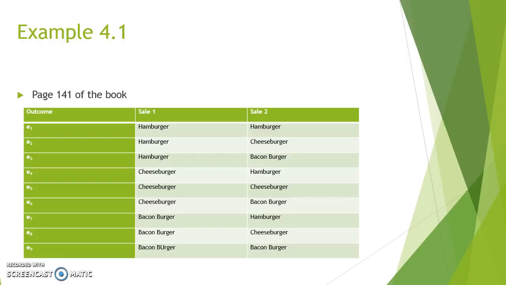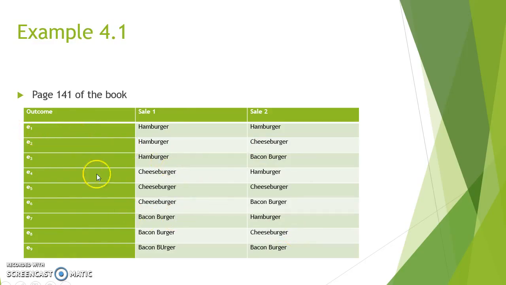The third step would be defining the sample space. The sample space for an experiment involving only one single sale would include E1, E2, and E3, which is the hamburger, cheeseburger, or bacon burger. But if the experiment is expanded to include 2 sales, not one sale, then the sample space would be E1 through E9. In front of you, you will see the actual outcomes over here, sale 1 and sale 2.